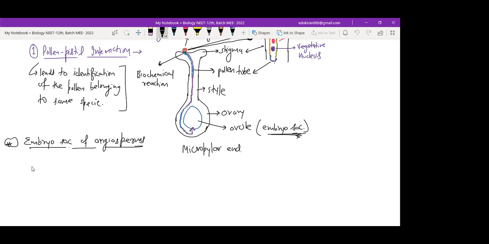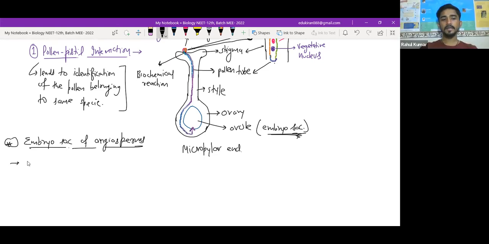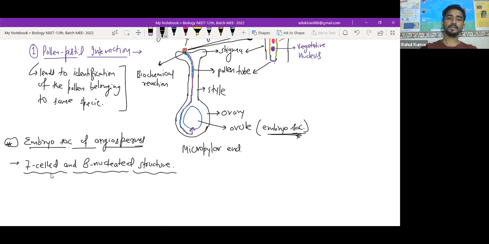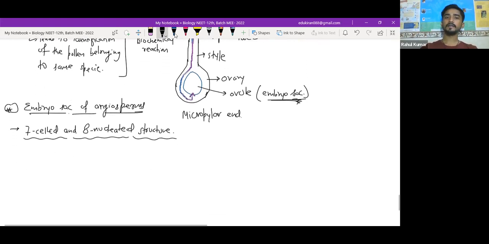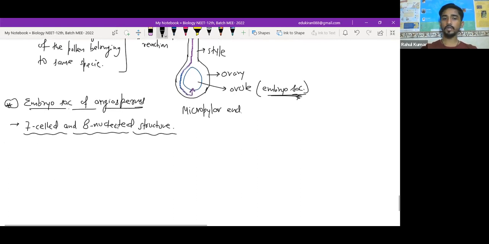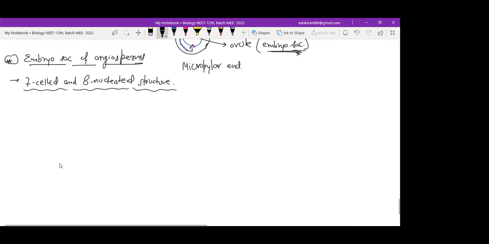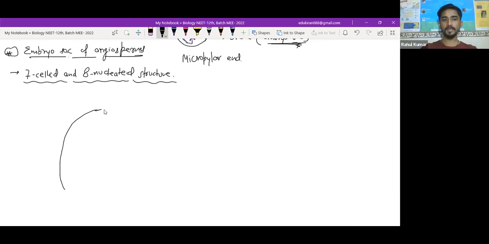Now, this embryo sac in angiosperms, write down, it is a 7-celled and 8-nucleated structure. 7-celled and 8-nucleated. What does this mean? It means that if there are only 7 cells and 8 nuclei, then some cell has to have 2 nuclei, correct? If you have to distribute 8 apples among 7 people without dividing the apple, you have to give someone 2 apples. So this is the structure of an embryo sac.